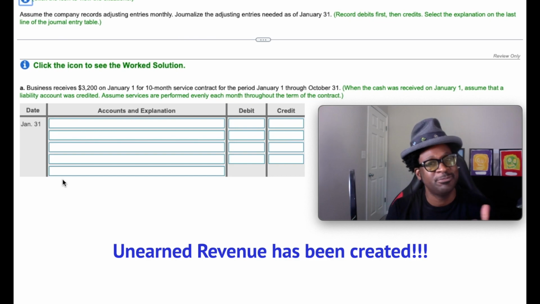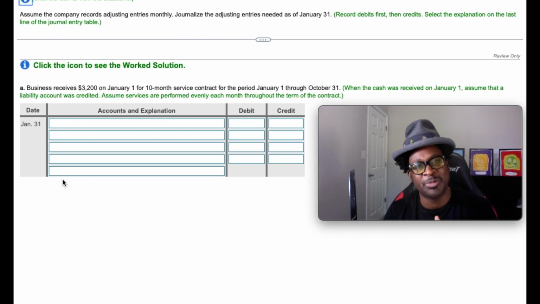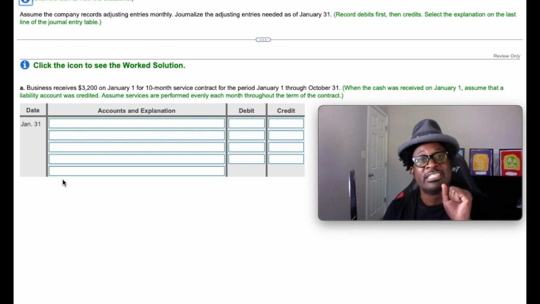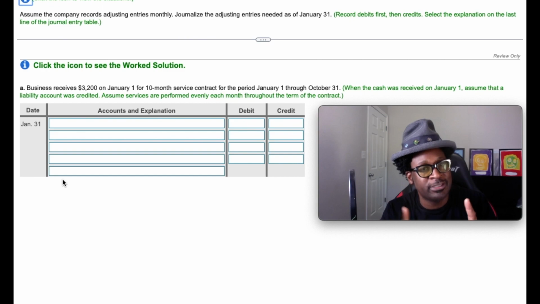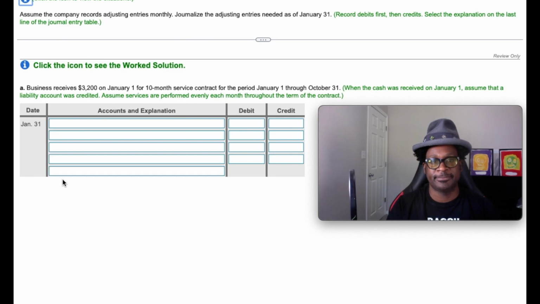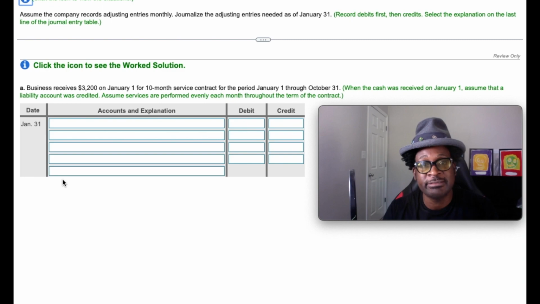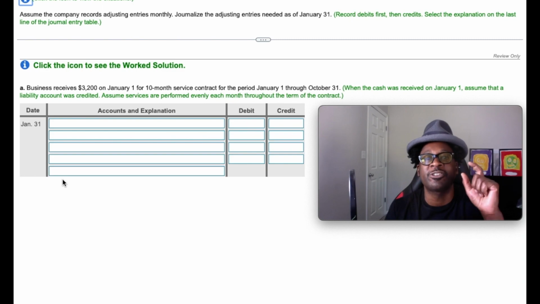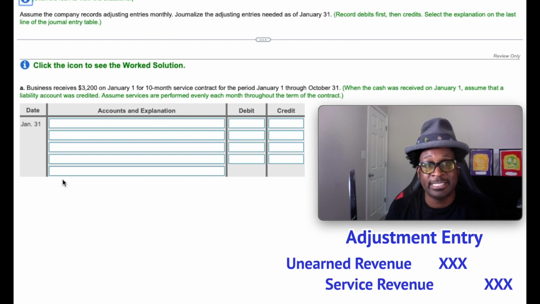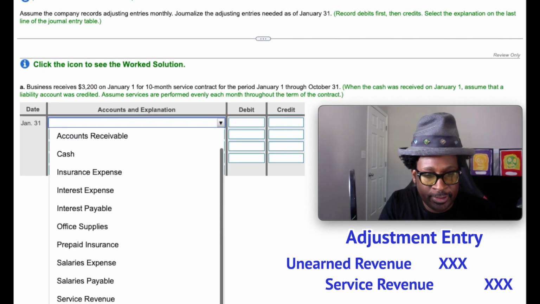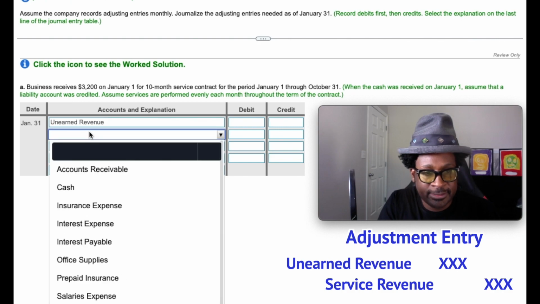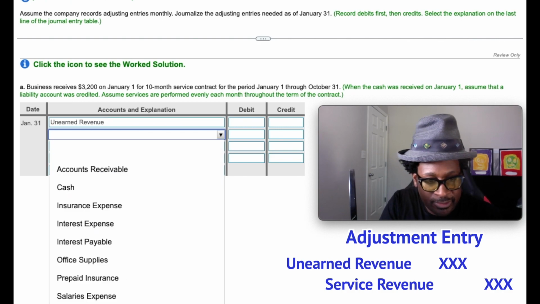Once time has passed, we understand that this particular service has been provided, thus decreasing the initial liability, unearned revenue, of course, that had been recorded. So, a proper adjusted entry for unearned revenue would be to decrease the initial unearned revenue, which is a liability, while simultaneously increasing the revenue earned. So, we are going to debit the unearned revenue, and we are going to credit the service revenue.